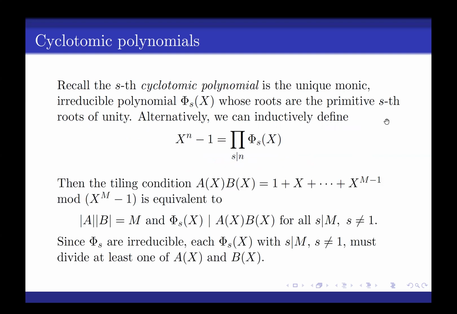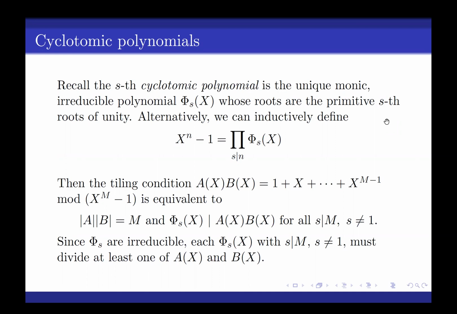And now, having the product of A and B equal the masked polynomial of Zm gives us another equivalent condition: we're going to require that A and B have the right cardinalities. And for every cyclotomic polynomial which corresponds to a divisor of capital M and is different from 1, we will require that it divides the product of A and B.